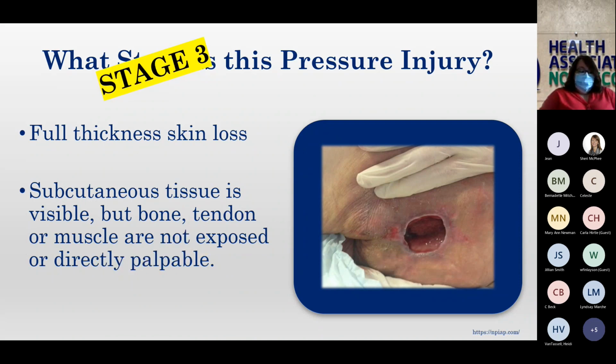So again, remember for stage 3, you often see undermining and tunneling, adipose is visible, granulation tissue. You often see rolled wound edges with chronic wounds, and slough and eschar may be present, however, not preventing visualization of the wound base.